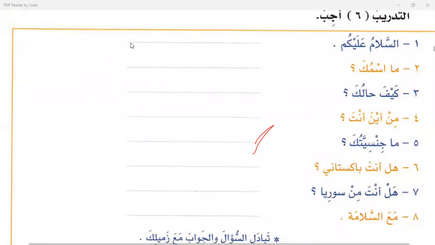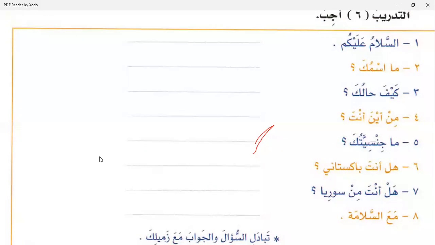Kaifa haluki? Alhamdulillah. Okay, Alhamdulillah is okay, but it will be better if you say bi khairin wa alhamdulillah. Okay, let me ask you again. Kaifa haluki? Bi khairin, alhamdulillah. Okay. Min aina anti? Ana min Philippines. Okay, Ana min Philippines. Ma jinsiyatuki? Ana Filipiniya.